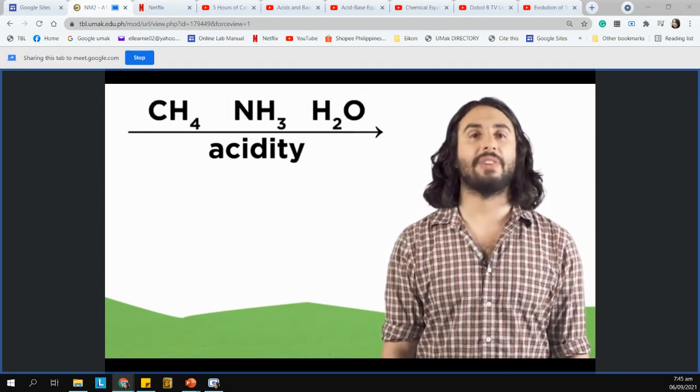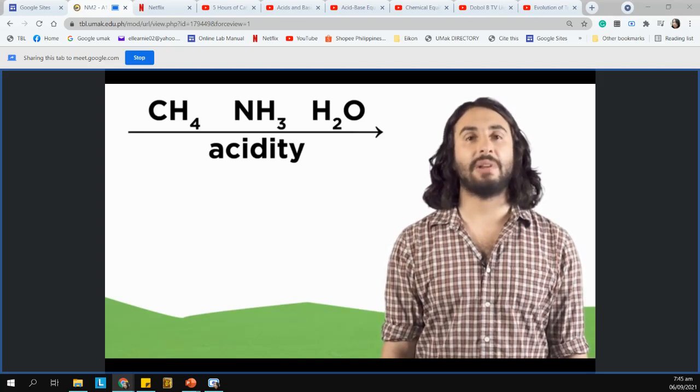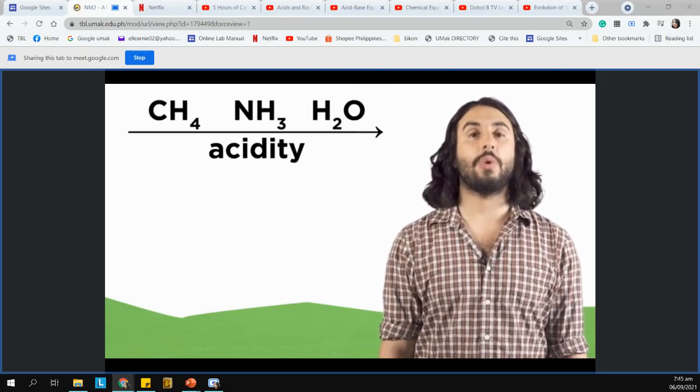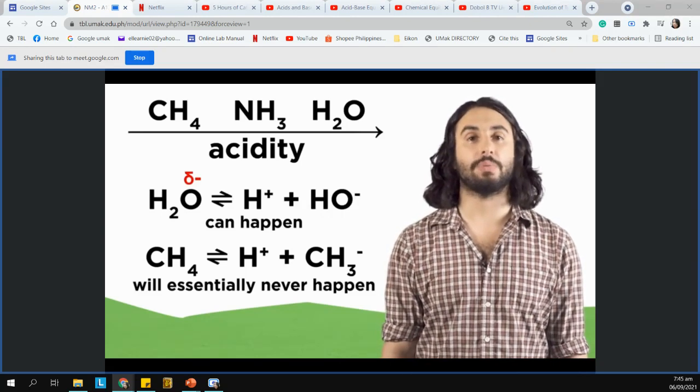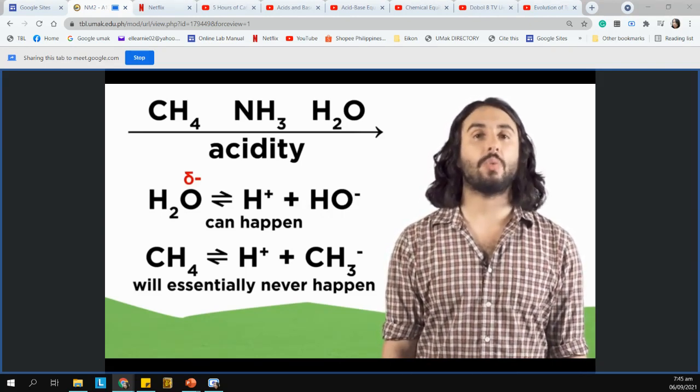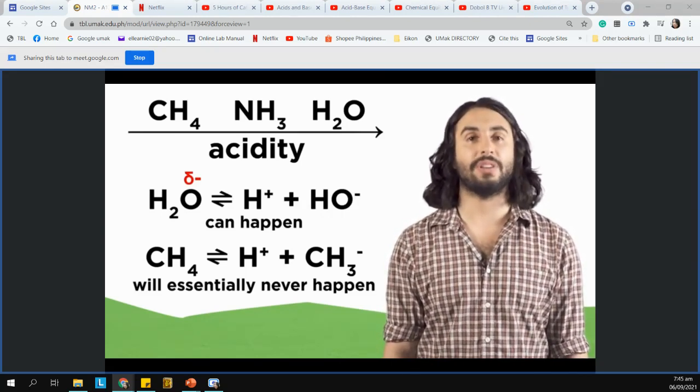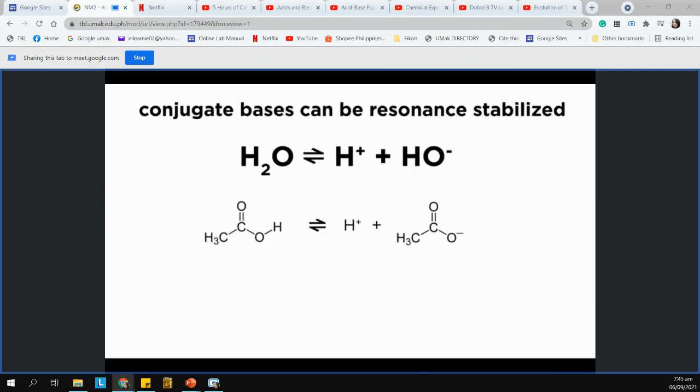Also, the more electronegative an atom, the better it is at accommodating a negative charge. So an oxygen atom can more readily lose a proton than a carbon atom, which is why something like water is far more acidic than, say, methane.